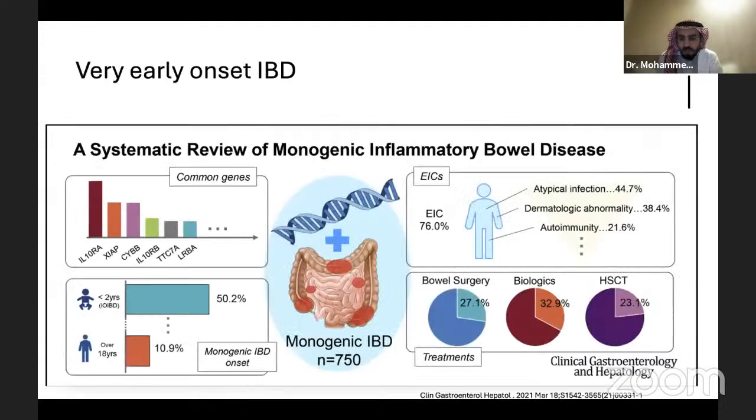I don't want to spend a lot of time on this because Professor Mohsen talked about early onset IBD. This is a very nice paper that came out a couple of months ago, looking at a large cohort of very early onset IBD patients. You can see that most of them are less than 2 years of age, and a quarter of them went to hematopoietic stem cell transplantation. A third of them had been on biologics, and this is their representation.